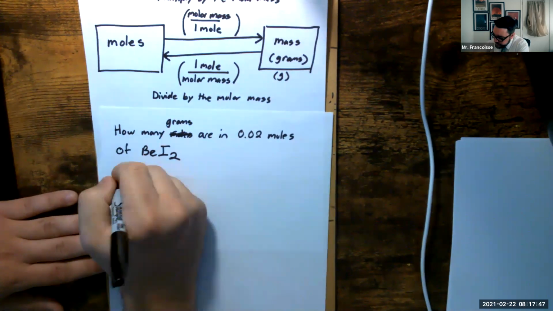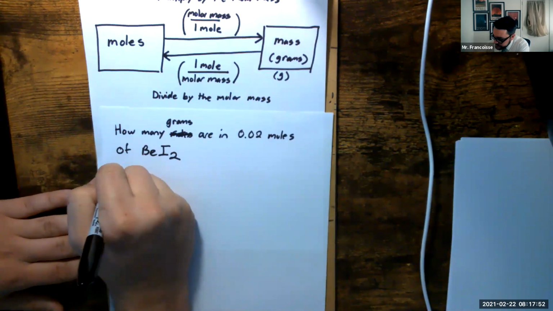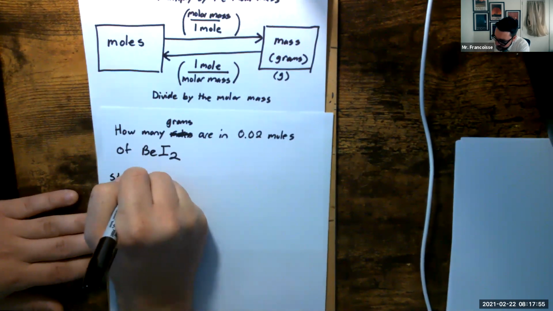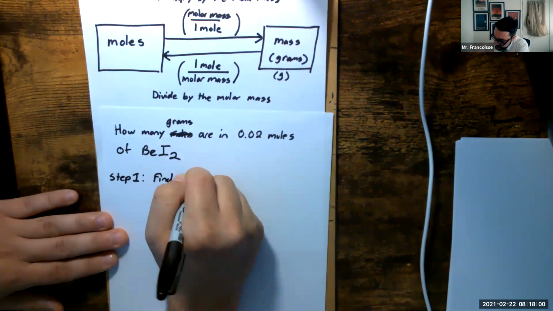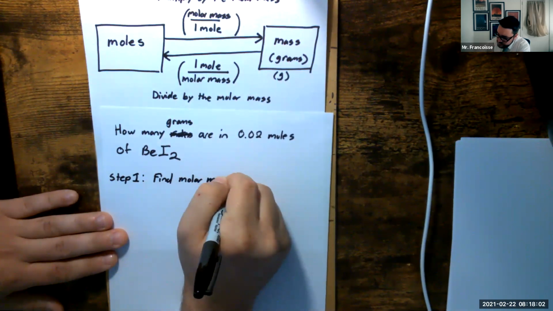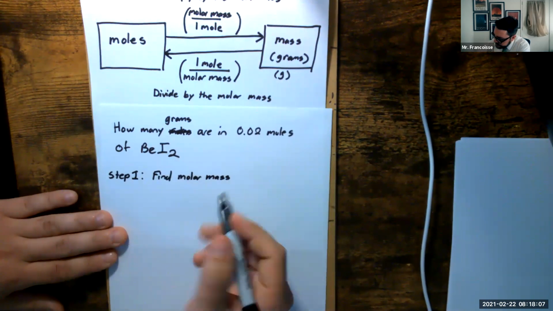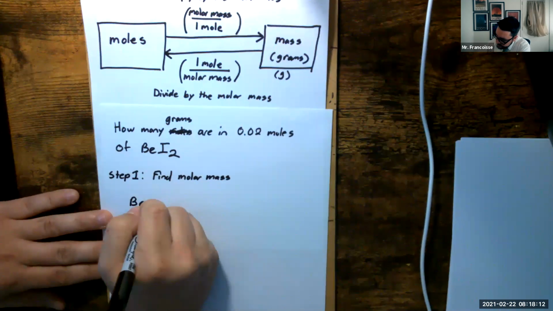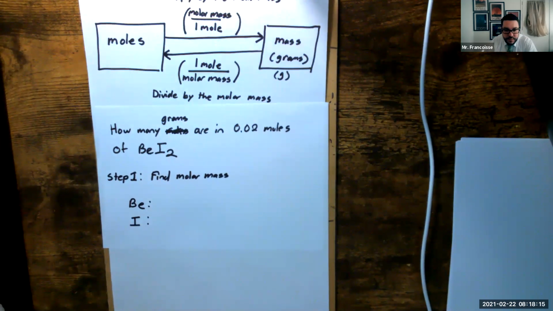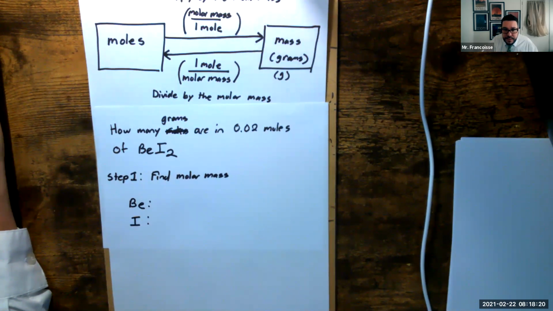So for the first step, before we get into this, we need to find what the molar mass is. So for step one, we're going to find the molar mass. So we have BeI2, beryllium iodide. We'll look at our periodic table for that. We want Be and I.